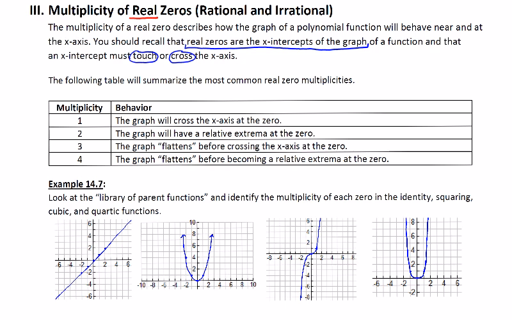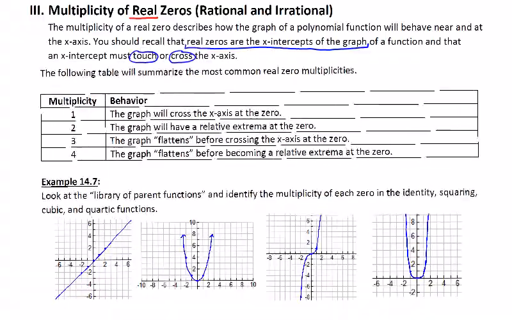So I have a summary here with this table of all the different multiplicities that we're going to encounter. There are certainly higher degreed multiplicities, but we're going to stick with just 1 through 4. And example 14.7 asks us to look at the library of parent functions and identify the multiplicity of each zero in the identity, squaring, cubic, and quartic functions. So I have for us a picture of all 4 of them. I pulled these directly from the library of parent functions page, and I want to look a little more closely at the zeros that go with them.